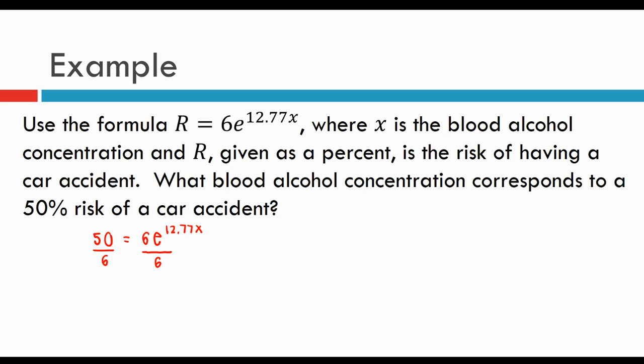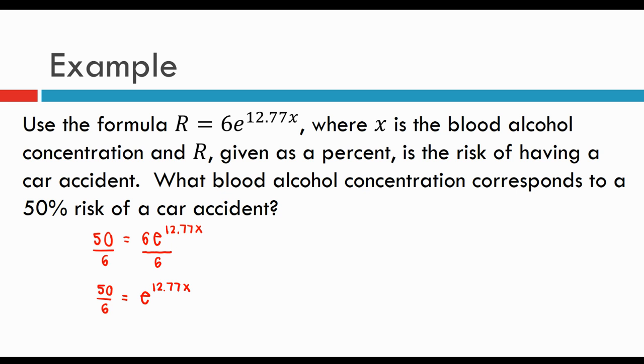Now, 50 divided by 6 is not going to be a whole number. So because it's going to be a repeating decimal, I'm going to just leave it as that fraction for right now. I mean, if you want, you could technically simplify down that fraction, but I'm just going to leave it as 50 over 6. Now that equals e raised to the 12.77x.